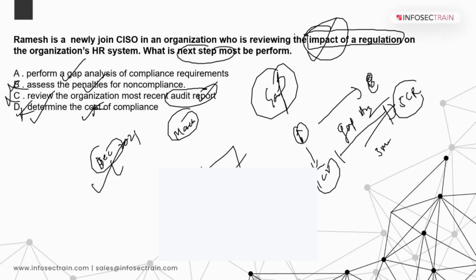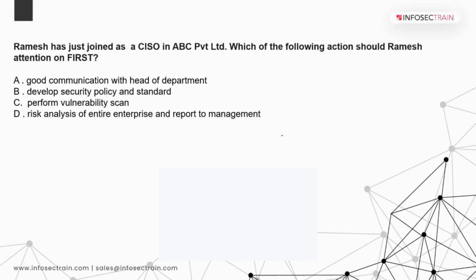Okay, next. Ramesh has just joined as a CISO in ABC Private Limited. Which of the following actions should Ramesh focus on first? Let's take a real example. You are going to join an organization as a CISO and security head. What will you do? Will you start performing a vulnerability scan, or will you start doing a risk analysis?